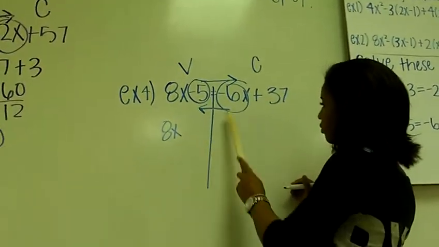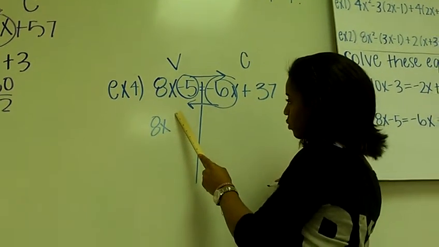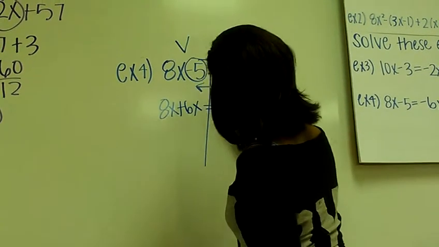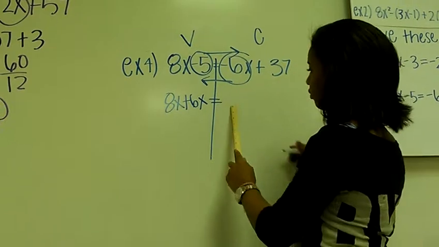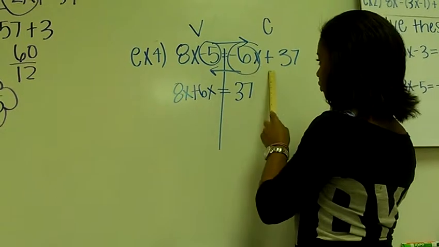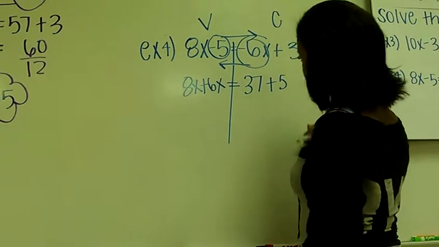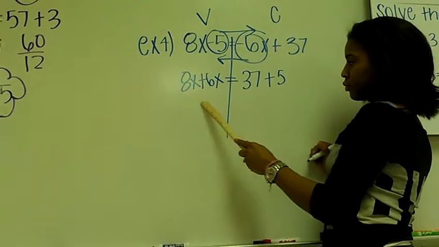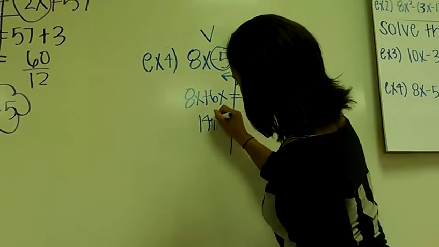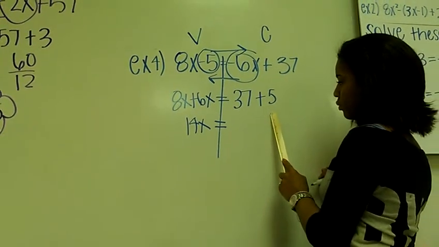Now when the negative 6x moves to the other side of the vertical line, you cross the line, change the sign. It becomes a positive 6x. Equal sign on the line, we'll bring down our 37. When the negative 5 moves across the equal sign, it becomes a positive 5. Now let's combine our like terms. 8x plus 6x gives us 14x. Equal sign. 37 plus 5 gives us 42.